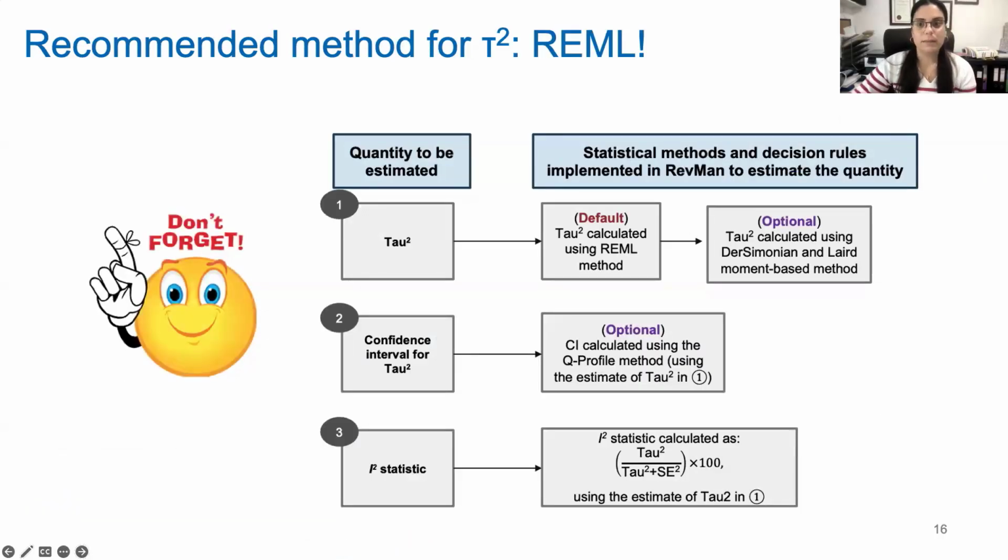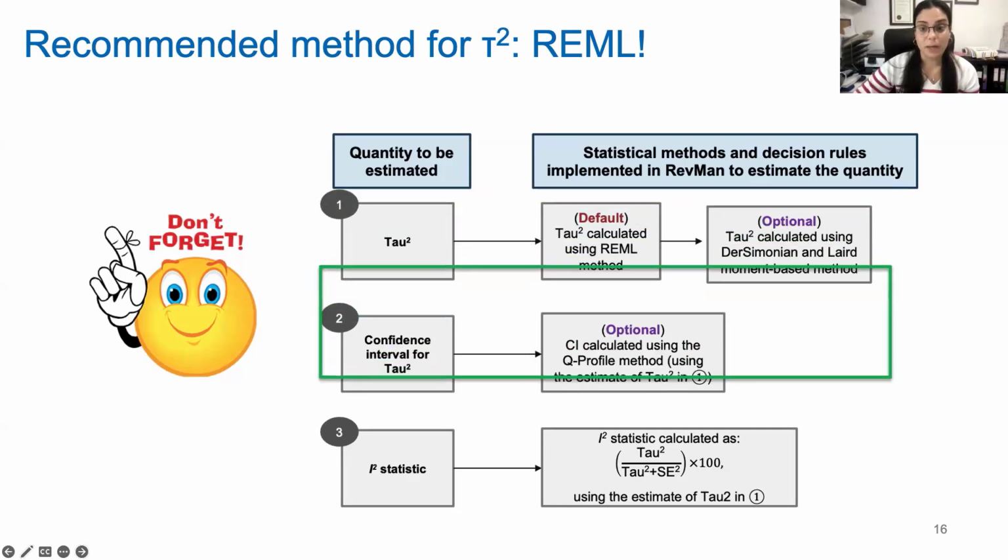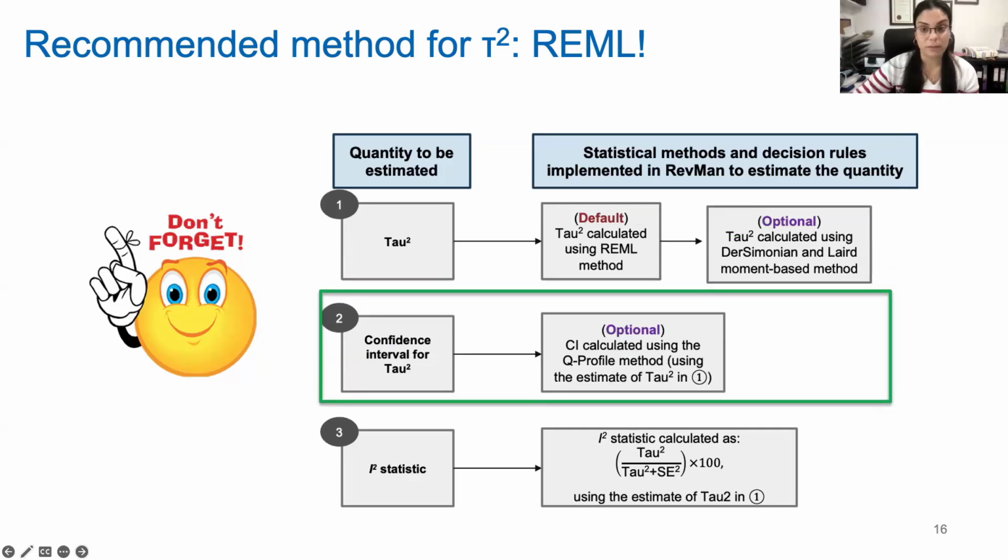Now, to refresh our minds, let's go back to the recommendations. The default option for estimating tau is the restricted maximum likelihood. And this is the recommended option and offers a more reliable estimation of tau. But there is also the option to choose the DerSimonian and Laird if that's of interest. Then we can also select to display the confidence interval for the heterogeneity, the tau square, which is optional here.